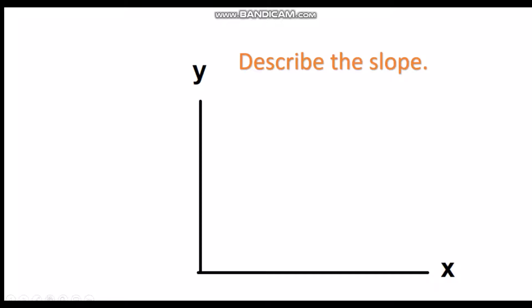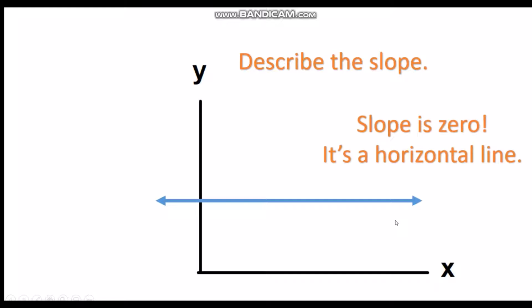Let's describe the slope here. Recall that if this line was tilted up ever so slightly, that would be a very small positive number, right? What would be the slope here? It would be 0. The slope is 0 here. It's a horizontal line. All horizontal lines have a slope that is 0.